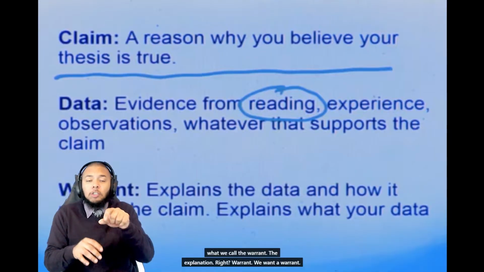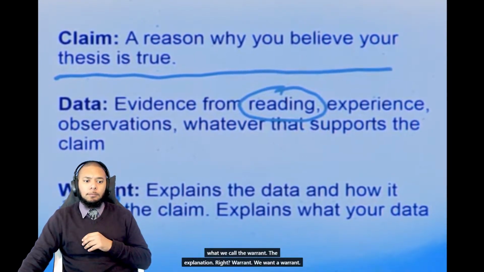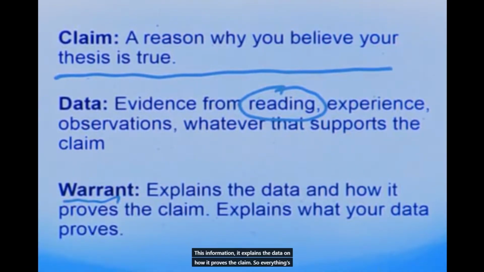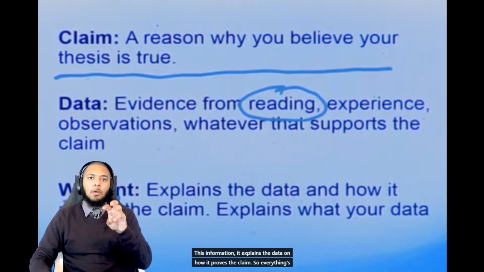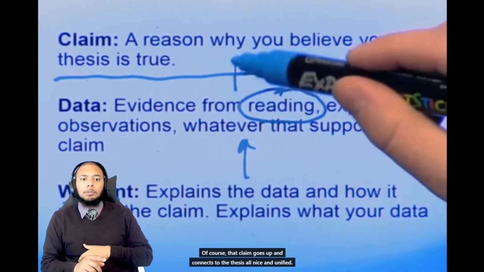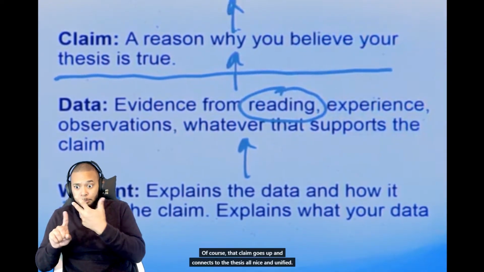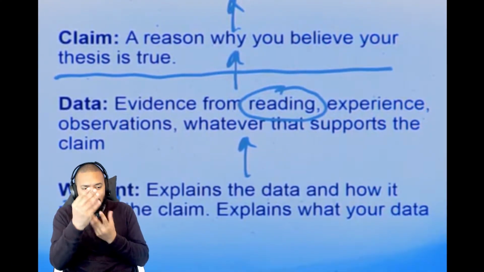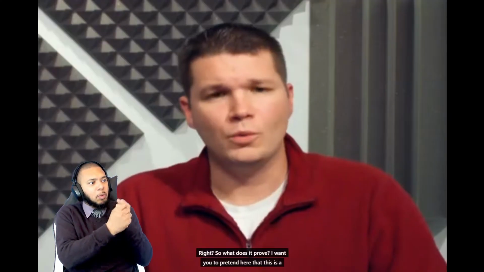That's what we call the warrant, the explanation, right? Warrant. We want to warrant this information. It explains the data and how it proves the claim. So everything's connected. Warrant is connected to the data connected to the claim, and of course, the claim goes up and connects to the thesis. All nice and unified, right? So what does it prove?